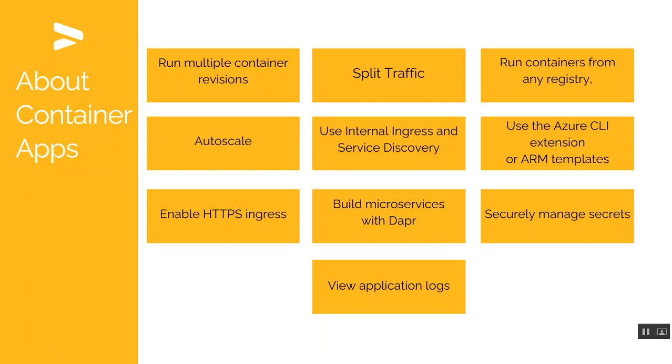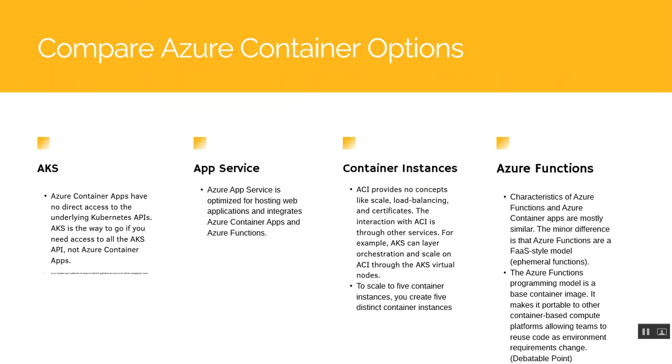So you can build microservices with Dapr and you can enable HTTP ingress. Of course, when I create a container app, I need to define a Container Apps environment. The environment requires a Log Analytics workspace, so you can view your application logs there. You can use the Azure CLI extension or ARM templates to create the container apps. It also supports securing and managing secrets. So you can have connection strings or other secrets which you need to hide, and you can keep them securely in the container apps. That is supported as well.